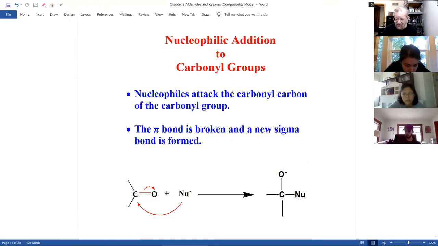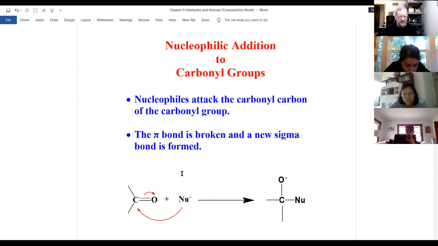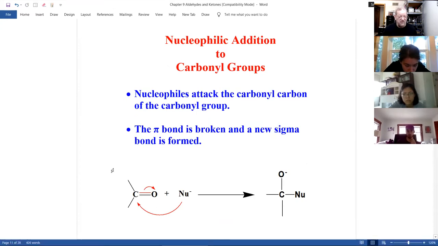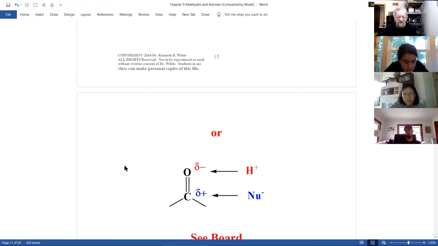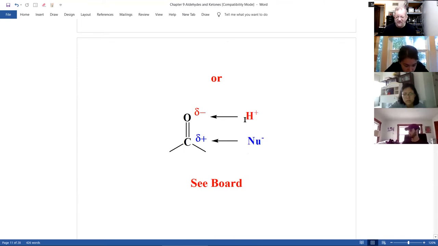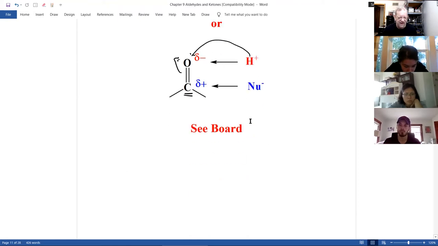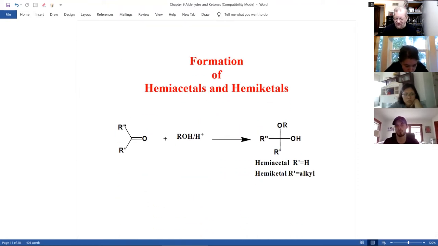The arrow on this slide shows you how the electrons move. If I had an actual nucleophile that had a negative charge, it would attack this and open up the bond to something like this. Again, this will never be on a test, what you see on the screen. Another way I could have drawn it is with a nucleophile that's H plus, Nu minus. The Nu will attack the carbonyl carbon. This opens up, and then this will make a hydroxyl group. And so where does that leave us?